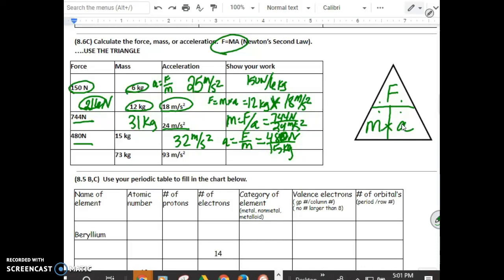And finally, we have no force. We are given the mass and the acceleration. The formula is force equals mass times acceleration. Our mass is 73 kilograms times 93 meters per second squared, giving us a force of 6,780.